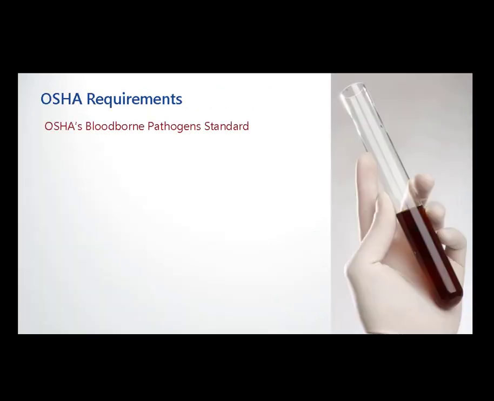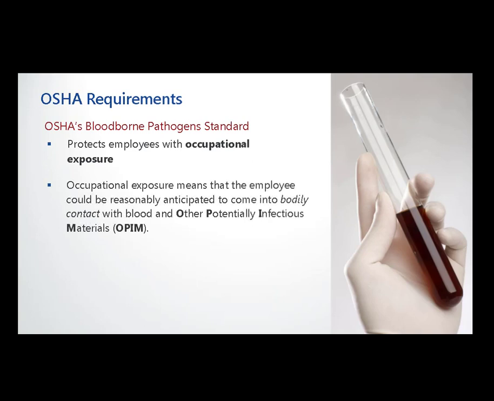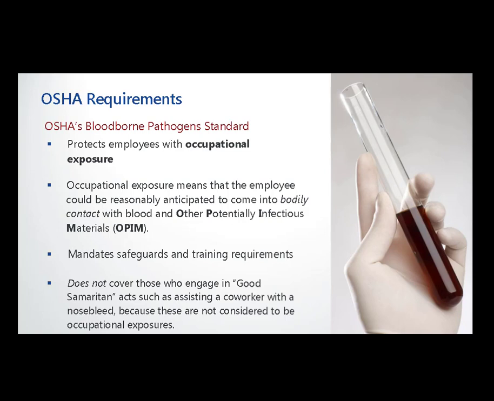The bloodborne pathogen standard of the Occupational Safety and Health Administration protects employees with occupational exposure. Occupational exposure means that the employee could be reasonably anticipated to come into bodily contact with blood and other potentially infectious materials, or OPIM, while performing their job duties. The standard mandates safeguards and training requirements. The standard does not cover those who engage in Good Samaritan acts, such as assisting a coworker with a nosebleed, because these are not considered to be occupational exposures.